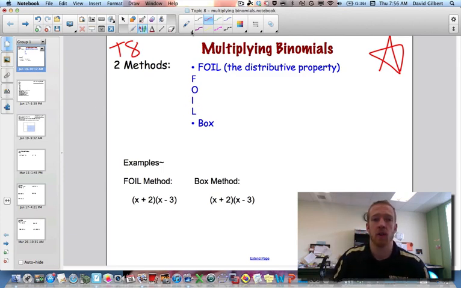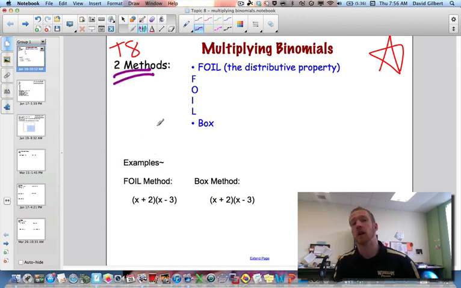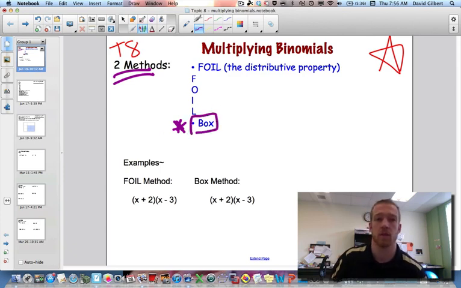So, notice that this says we're doing two methods of multiplying. You can do whichever one you prefer. I really like the box method because the next chapter, when we use this same kind of idea, if you understand the box method, it'll be very easy to obtain your solution.